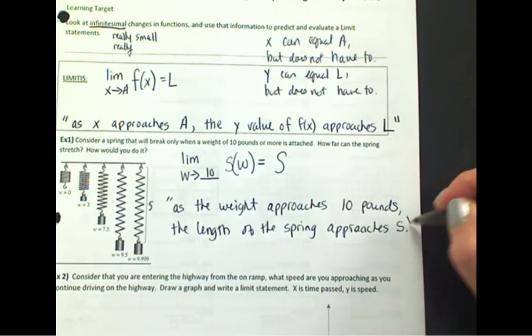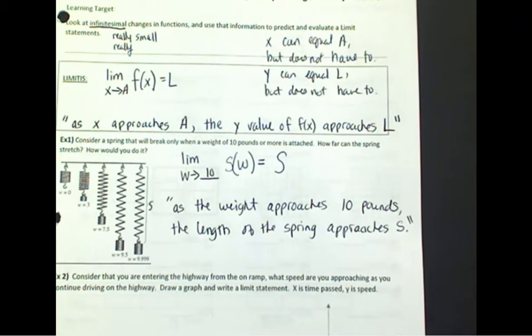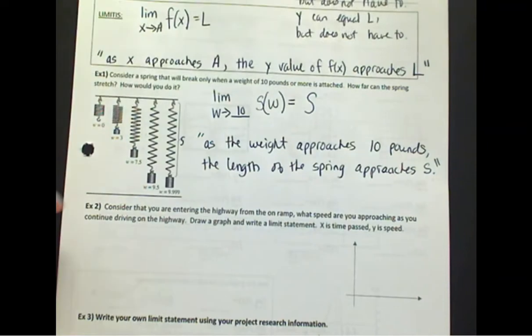Okay, so notice that neither of these say equal, and in this particular case, you don't want to equal 10 pounds. It would break. You want to be just below 10 pounds. Okay, see if you can draw a graph and write a limit statement for number 2. Consider that you're entering the highway from an on-ramp. Usually you're going slower on the on-ramp before you get onto the highway. What speed are you approaching as you continue driving on the highway? Draw a graph, write a limit statement.